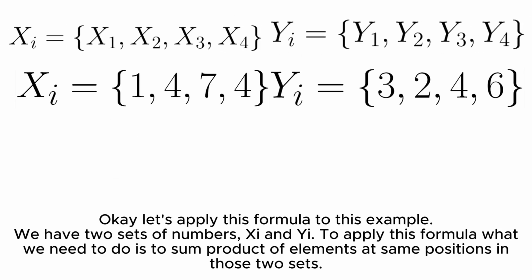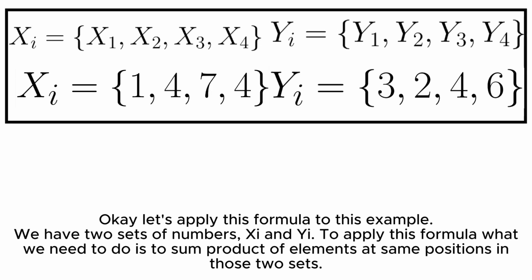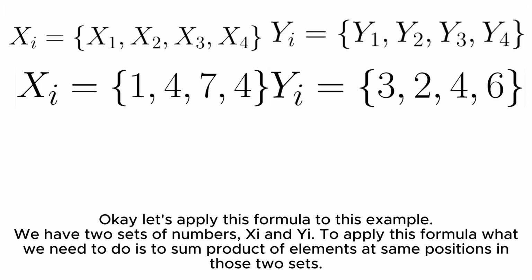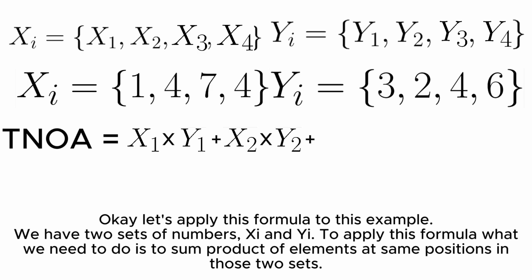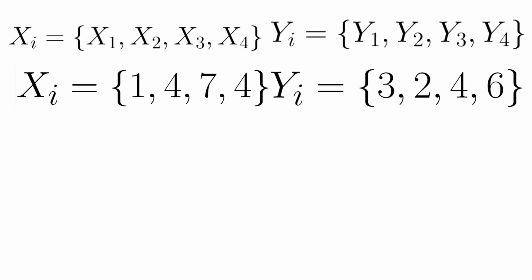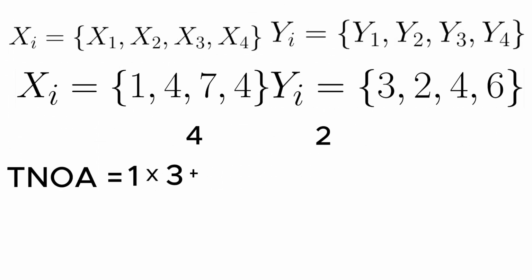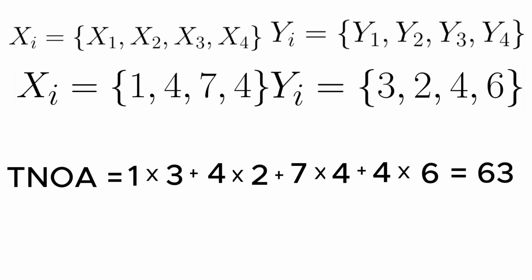Okay, let's apply this formula to this example. We have 2 sets of numbers, xi and yi. To apply this formula, what we need to do is to sum product of elements at the same positions in those 2 sets. x1 times y1 plus x2 times y2 plus x3 times y3 plus x4 times y4, 1 times 3 plus 4 times 2 plus 7 times 4 plus 4 times 6.